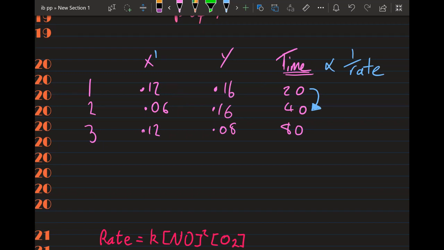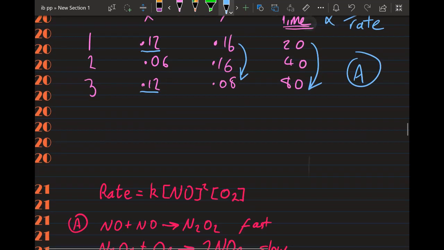And so for Y, let's compare experiments 1 and 3. X stays the same, and Y is halved. As I halve Y, it takes 4 times as long. So you halve the concentration, takes 4 times as long. That sounds like an order of reaction 2. So that's 1 and 2, which is 20A.